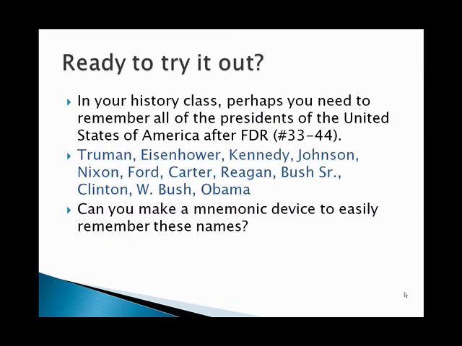Ready to try it out? In your history class, perhaps you need to remember all of the presidents of the United States of America after FDR, Franklin Roosevelt. Those would be numbers 33 through 44: Truman, Eisenhower, Kennedy, Johnson, Nixon, Ford, Carter, Reagan, Bush Sr., Clinton, W. Bush, Obama. Can you make a mnemonic device to easily remember these names?